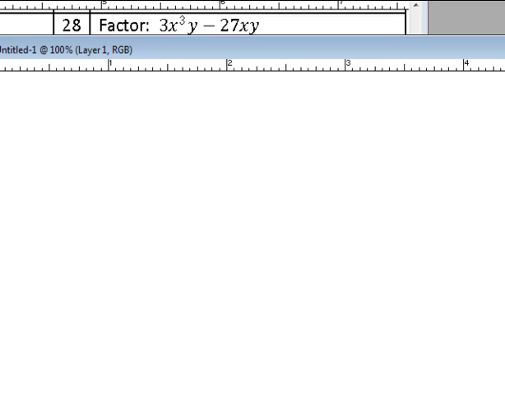Number 28, again, we have a common factor here. So in the coefficients, we have a common factor of 3. And then we have a common factor of x and y. So we factor out 3xy. From the first term, we're left with x squared. And from the second term, we're left with a coefficient of 9, and we factored out the x and the y. So we have 3xy times x squared minus 9.